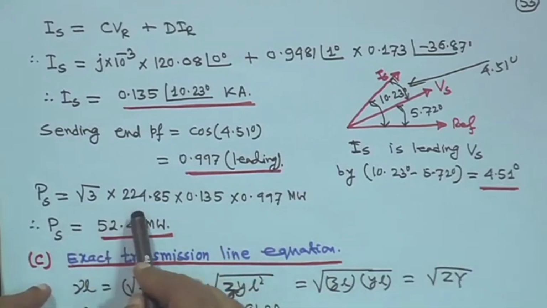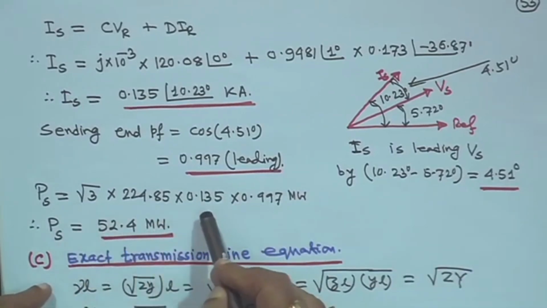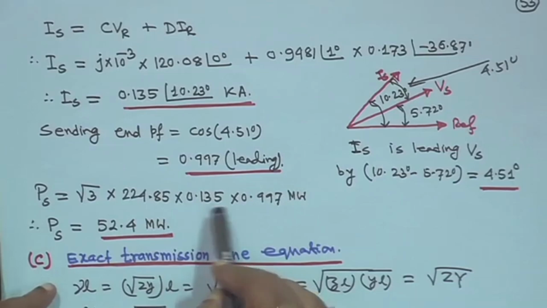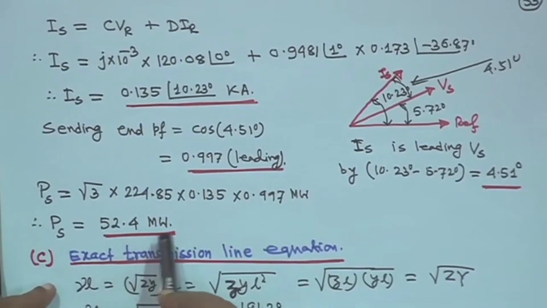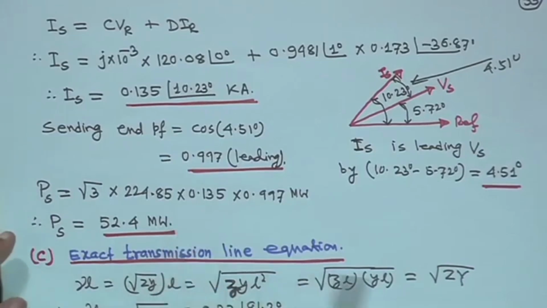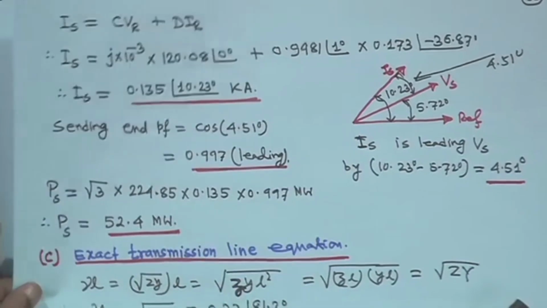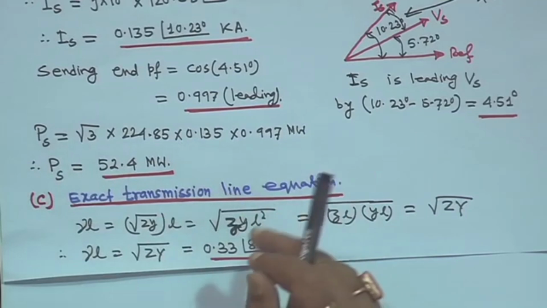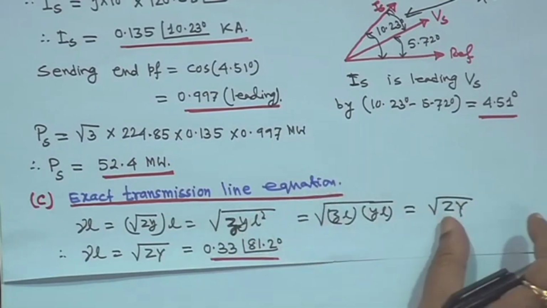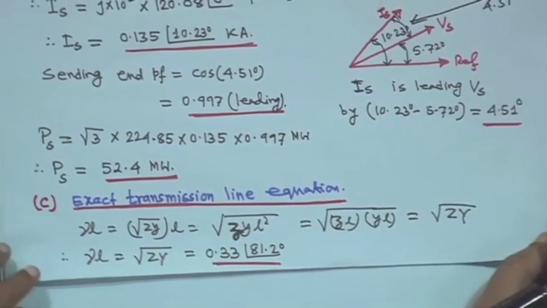So, Ps is equal to root 3 times 224.85, and this is the current in kilo ampere, times the power factor 0.997. So, Ps is equal to 52.4 megawatt, that is the sending end power. Then the last one is the exact transmission line equation, that is your tan hyperbolic, those things, whatever you have got: cosine, sine, tan, everything.